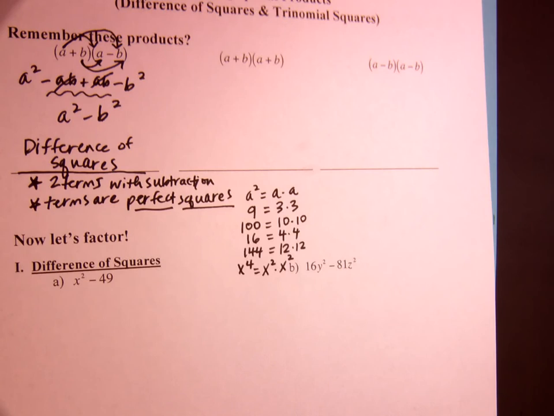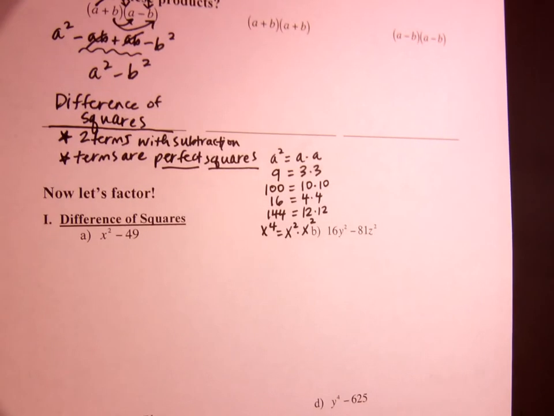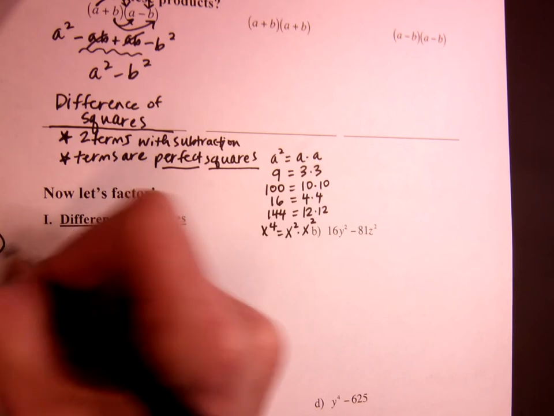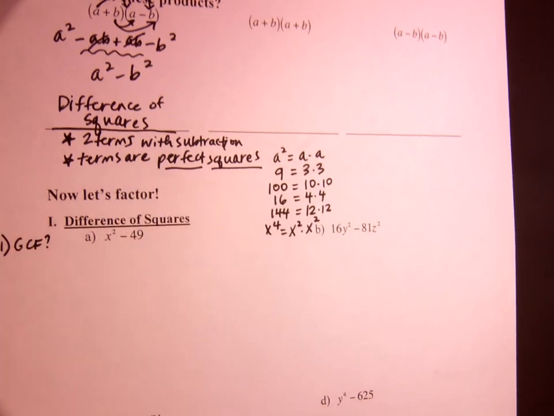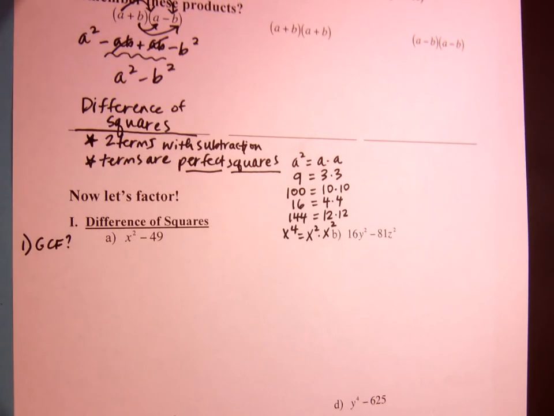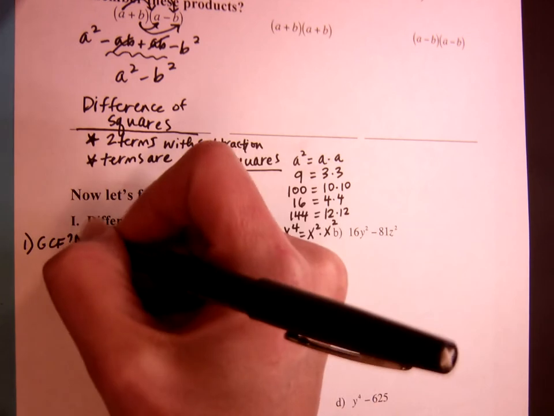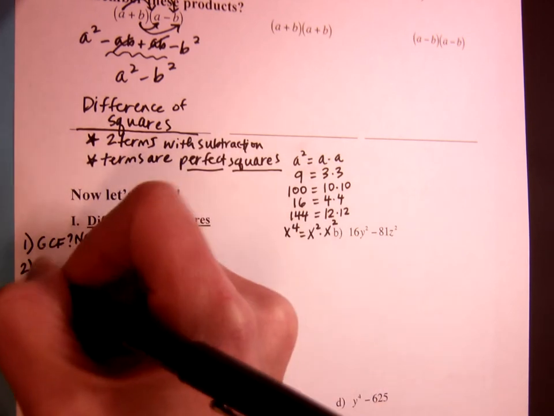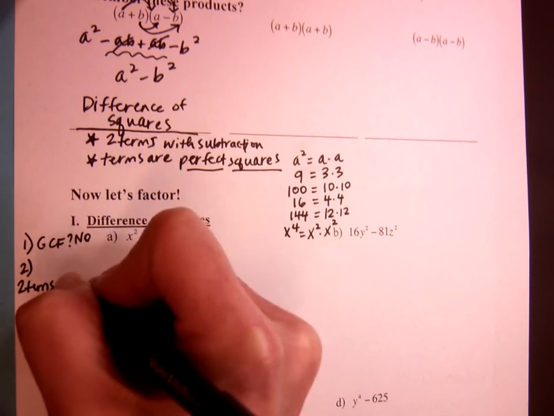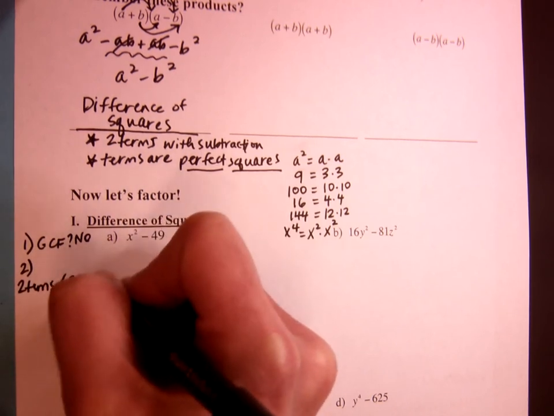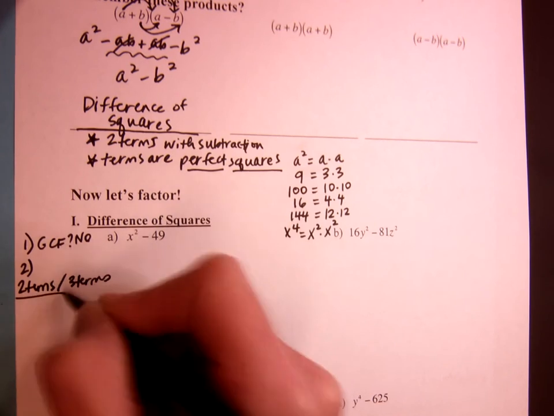All right? Now remember, just like on Friday, the very first step that we need to do is figure out if there is a greatest common factor. So is there a greatest common factor here? Number one, greatest common factor. Is there a greatest common factor here? No, there's not a greatest common factor. So we move on to the next step. Are there two terms or three terms?